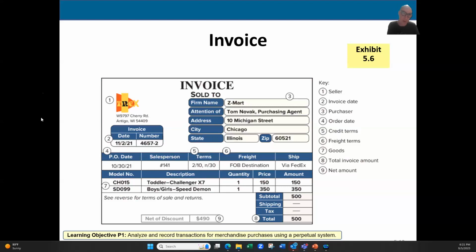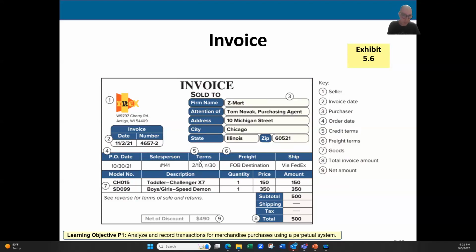Here's an example of an invoice. This is what a typical invoice looks like. It has seller information, number one, who's selling the stuff. Number two, the date, the invoice number. Number three, who it's being sold to, the purchaser. Number four has the purchase order date. That's an important date to know. When the purchase order went out. Invoice date, obviously the most important date, 11/2 in this example.